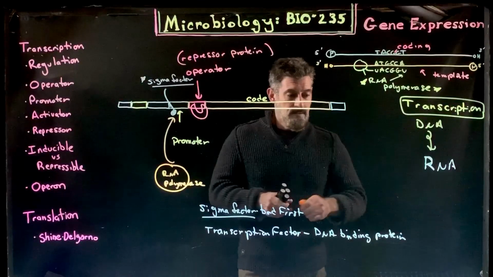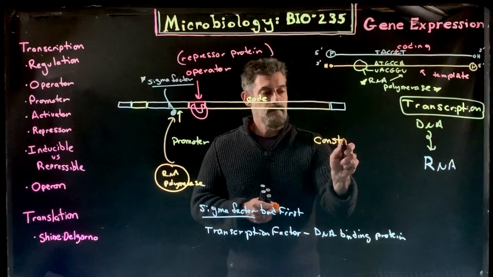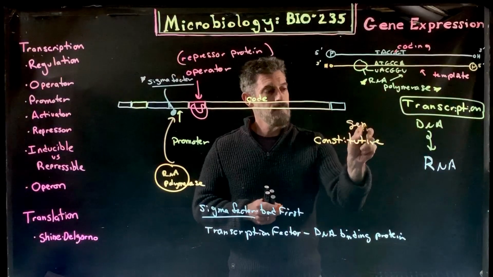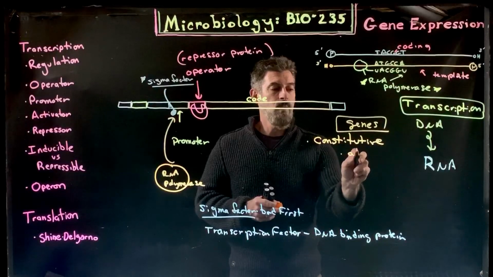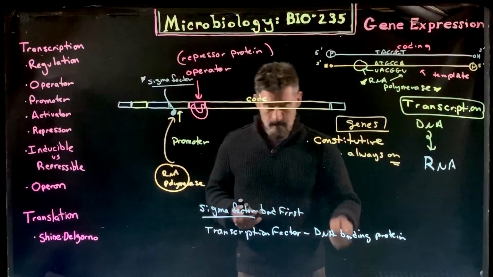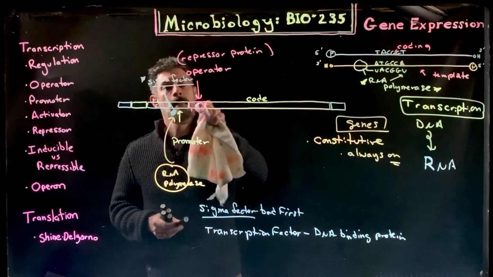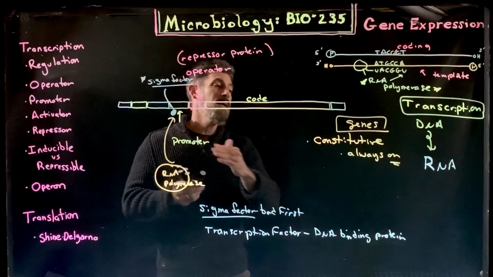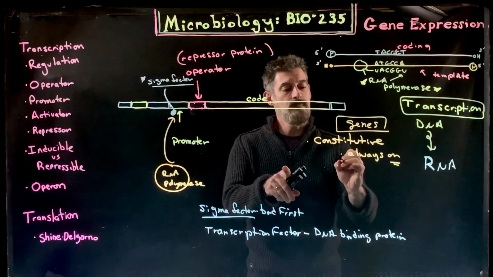So we have certain genes that are called constitutive genes. These are ones that are typically always on. Meaning, in this operator region, there's no repressor protein here. And sigma factors can bind, the RNA polymerase can bind, and they can read that gene. These are genes that are also sometimes called housekeeping genes.